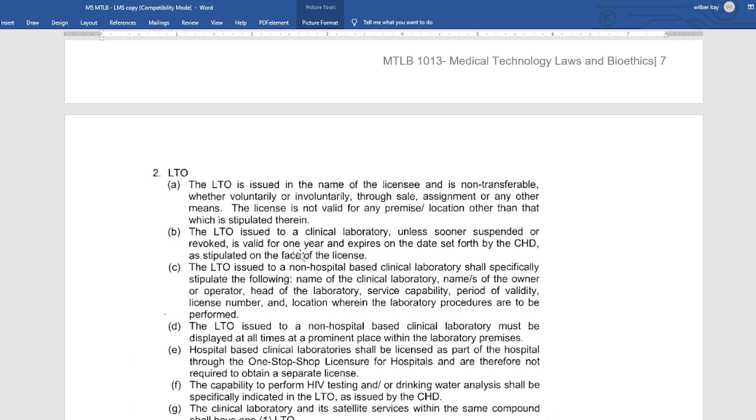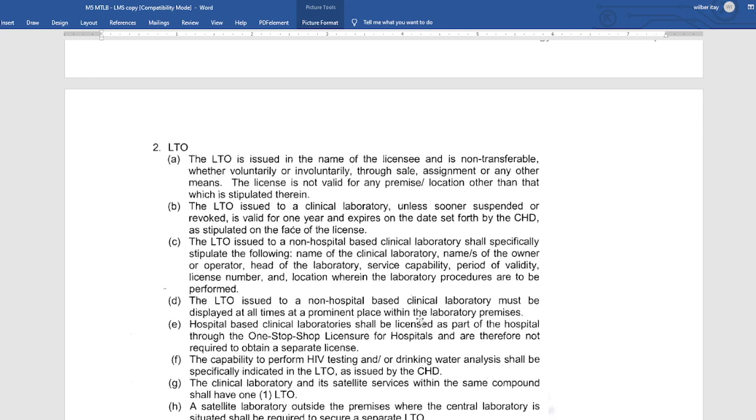Okay? So, that is valid for 1 year. Pag mga LTO, 1 year. License to operate 'to, ha? So, pag mga non-hospital based, dapat meron itong mga information. Nakalagay yung mga information na yan sa license to operate. So, aside from that, it must be displayed at all times sa madaling makitang lugar sa lab.